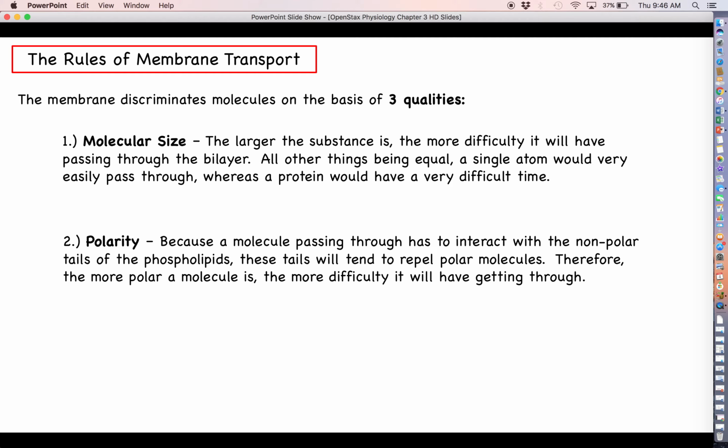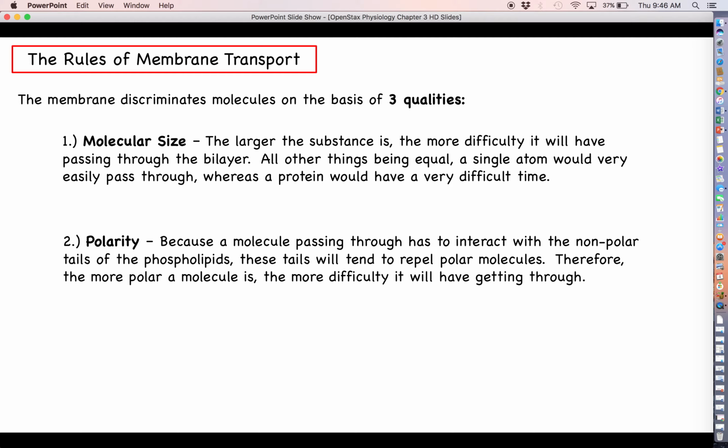So far, we have talked about size and polarity. As of our discussion, the ideal molecule that gets through as easily as possible would be one that is very small and very nonpolar. The worst type of molecule, the one that's going to have the hardest time getting through, is one that is very large and very polar. Now, there is a third thing for us to consider.